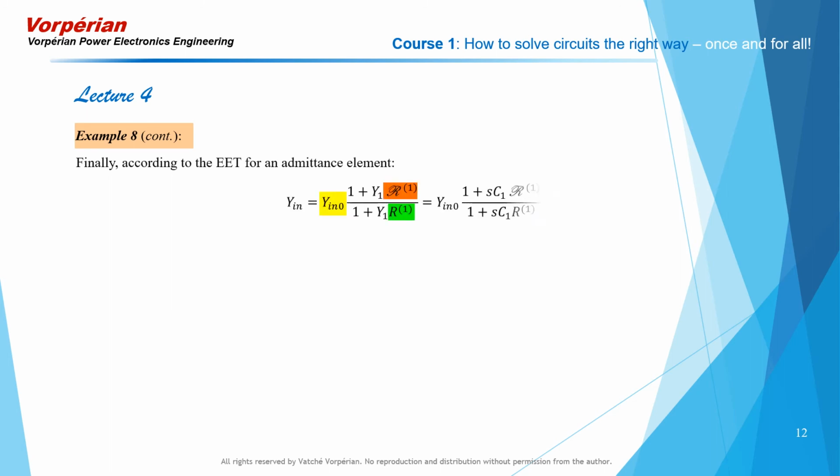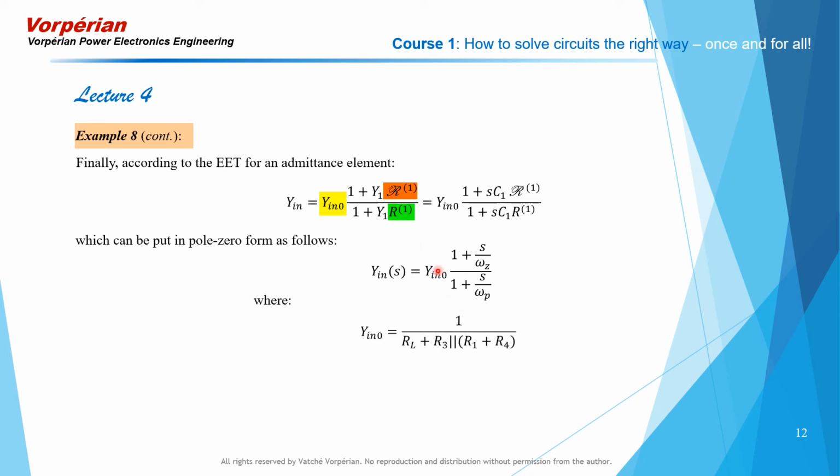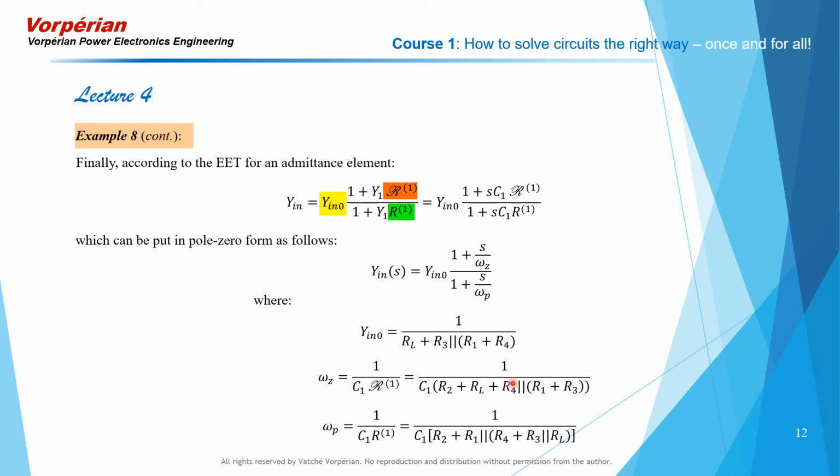So when we substitute our three calculations for Y in 0, script R1, and Roman R1, this time we get our input admittance in factored pole-zero form, in which Y in 0 is what we calculated there, and our zero and our pole, which we calculated almost by inspection. So we have essentially determined the input admittance of that bridge circuit just by inspecting three simple resistive circuits. Each one of these calculations was trivial.